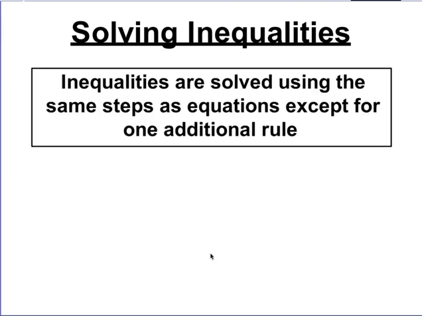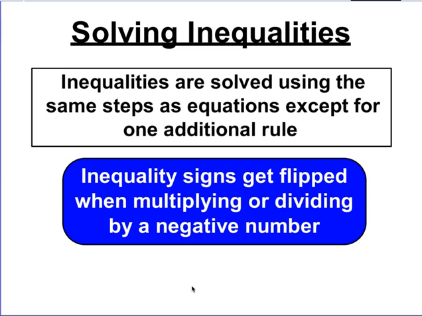So the one additional rule I mentioned when we first started the video is that when you divide or multiply by a negative number, the sign in the inequality flips or gets switched around. So the less than will turn into greater than, and greater than will turn into less than. Whatever the sign is, it switches to the other one.